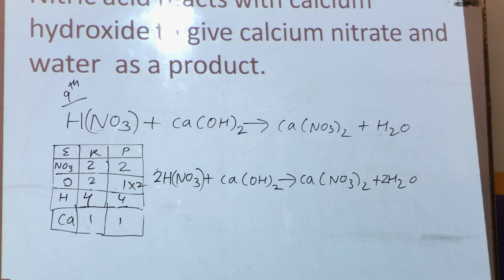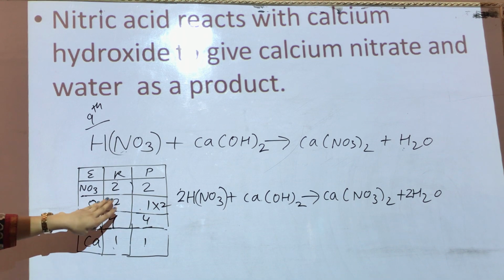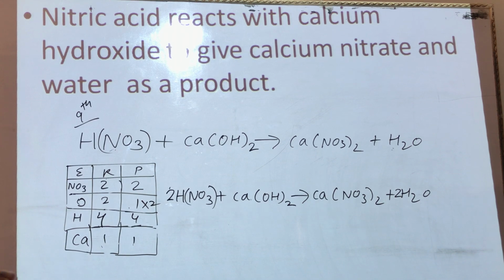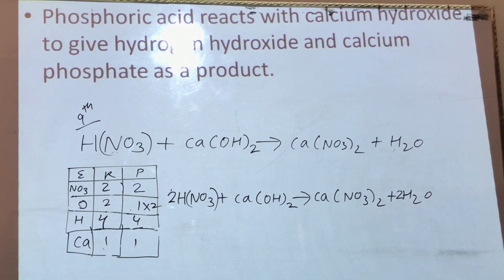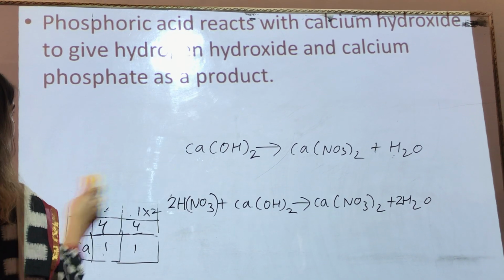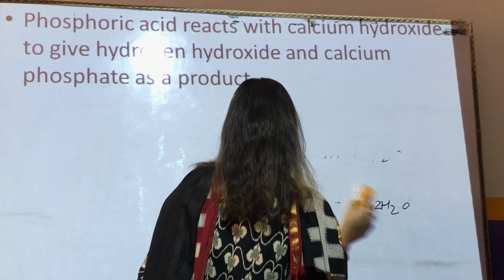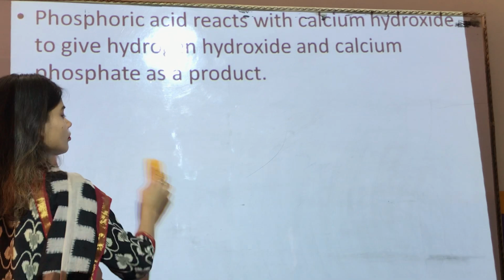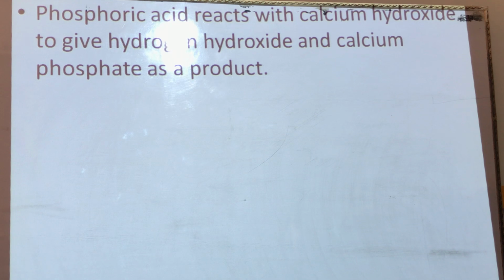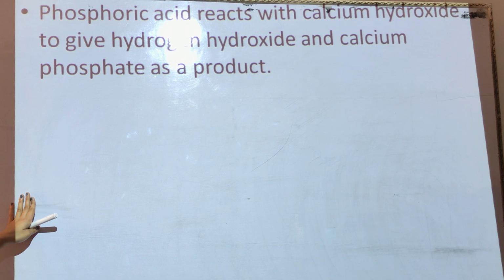Here you see that every atom of every element on the reactant and the product side is fully balanced. So this is the complete balanced equation. I hope you understood it. Now I am giving you one more equation. Phosphoric acid reacts with calcium hydroxide to give hydrogen hydroxide and calcium phosphate. Children, you can write down this chemical equation on your own and send it to me as homework.